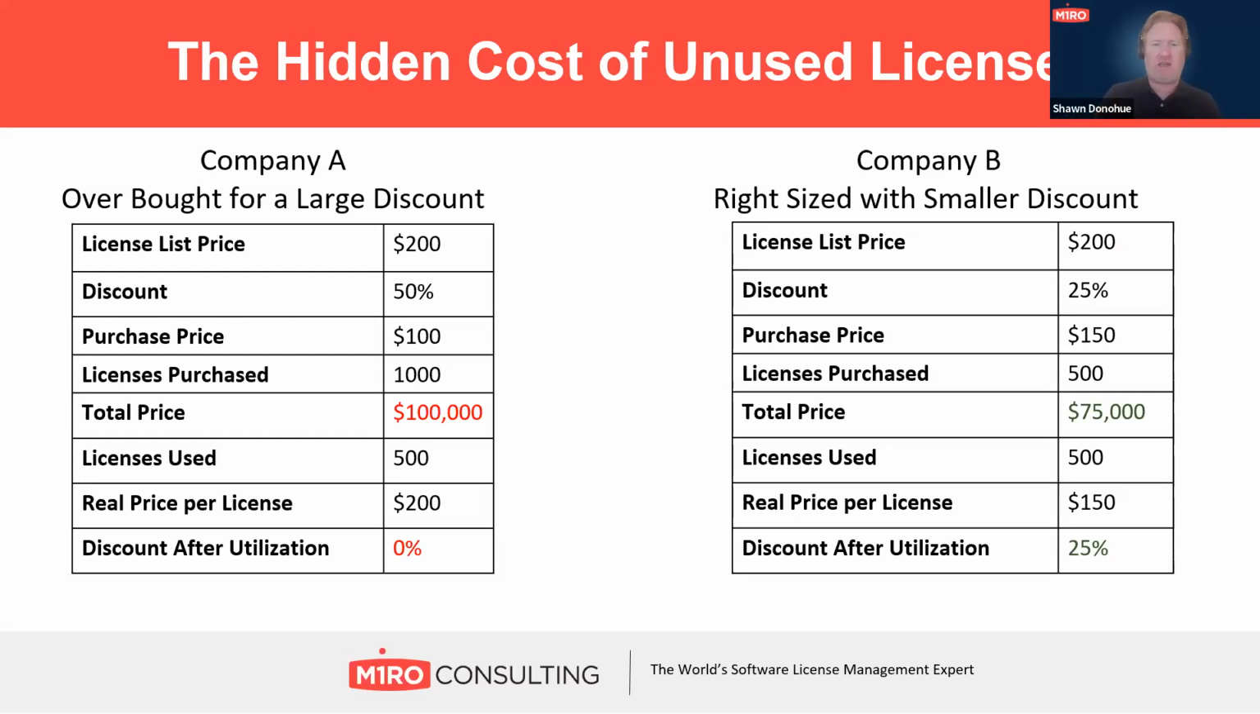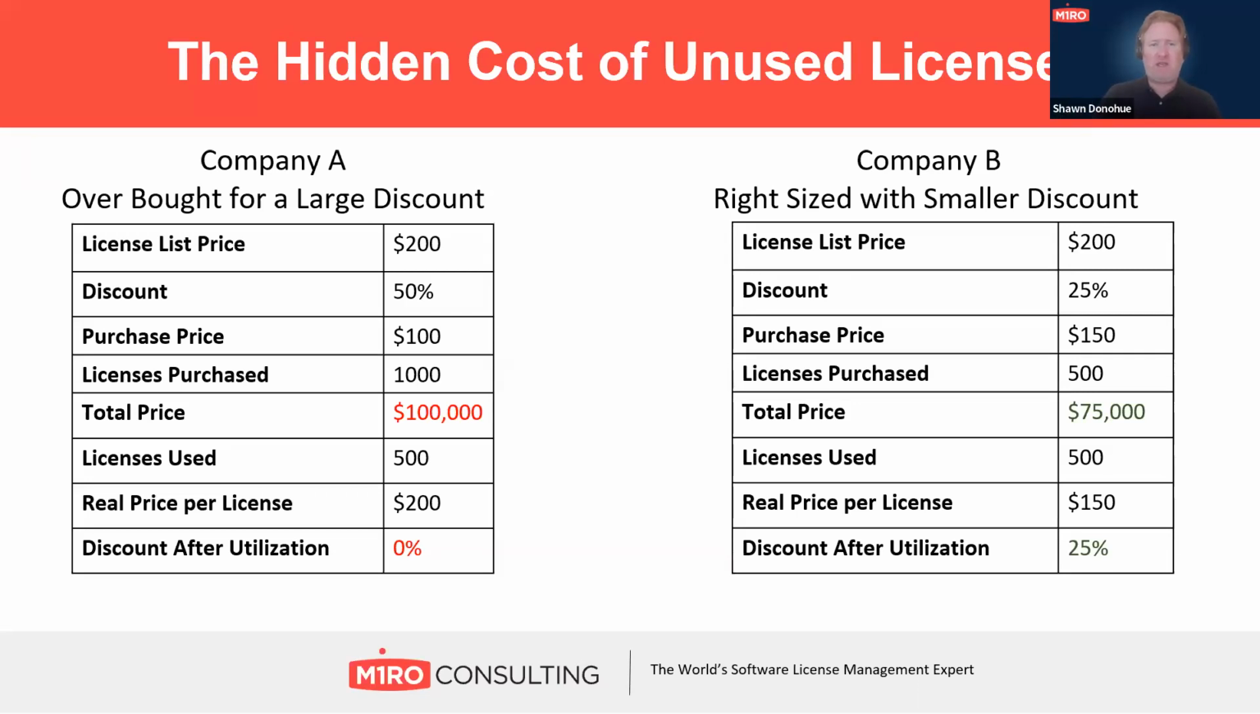So take a look at company A and company B, right? They're both thinking they need somewhere between 500 and 1,000 licenses. They're not quite sure how many they're going to need over the course of the term. The license they're looking at is a $200 list price license. And if you're trying to figure out which products they are, they're not any products. I'm just using round numbers to make this a little easier to see.